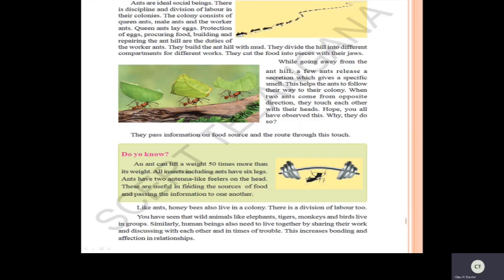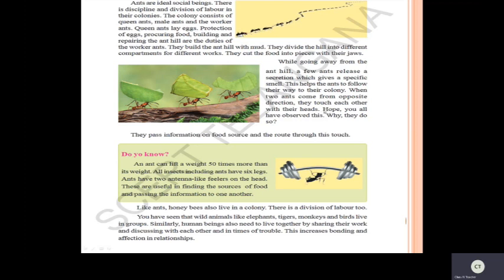Yes, children. Here is one interesting thing about ants. An ant can lift a weight 50 times more than its weight. All insects including ants have 6 legs. Ants have 2 antennae. See here, in the front part, 2 antennae, like feelers on the head. These are useful in finding the source of food and also passing the information to one another.